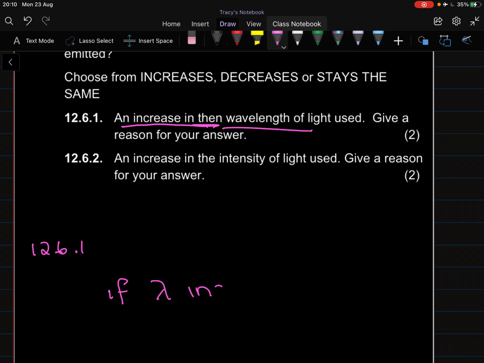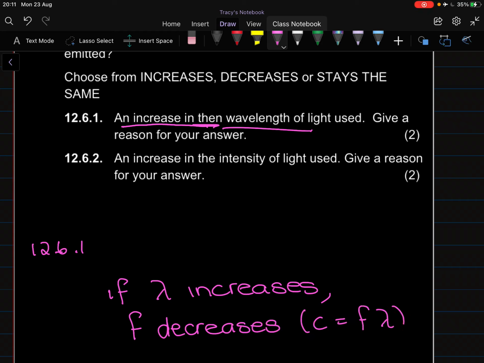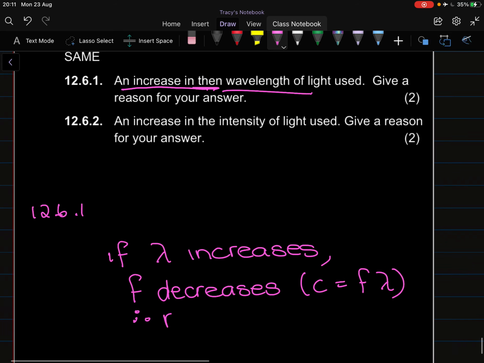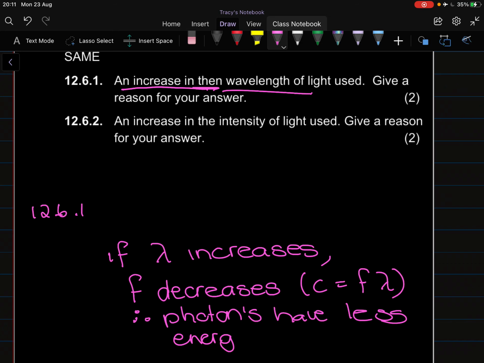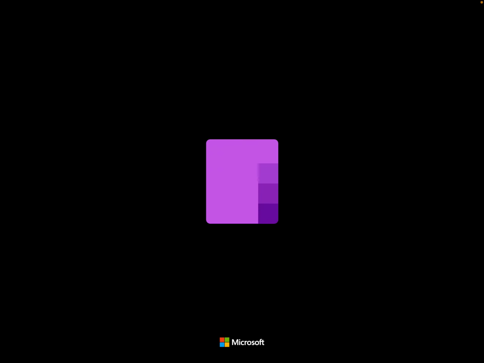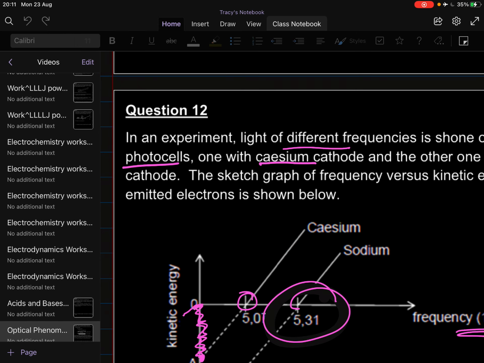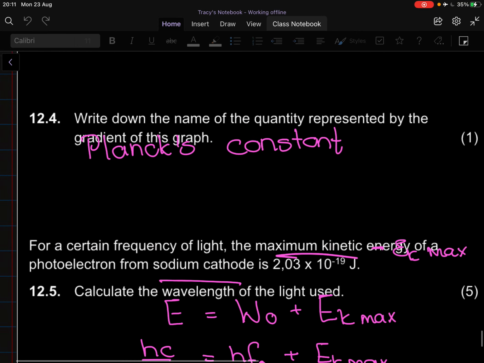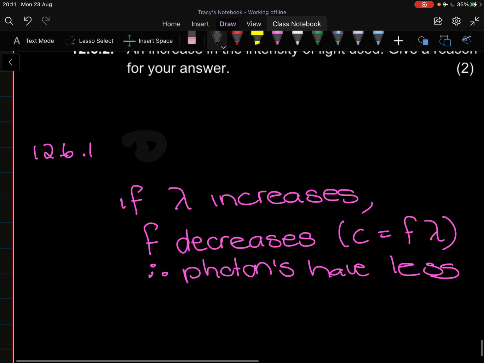If wavelength increases, frequency decreases, because c equals f lambda. Therefore, photons have less energy. What does that mean? So what happens to the maximum kinetic energy? It's going to decrease. Okay? So the maximum kinetic energy will decrease.